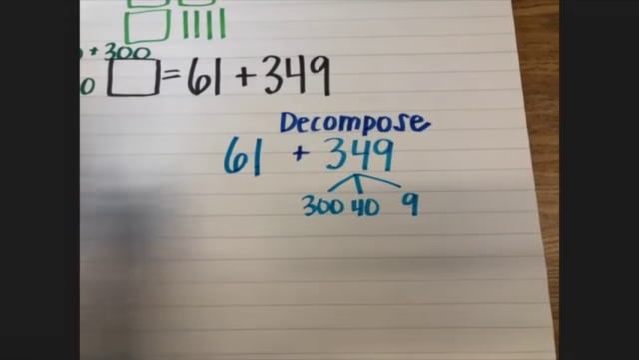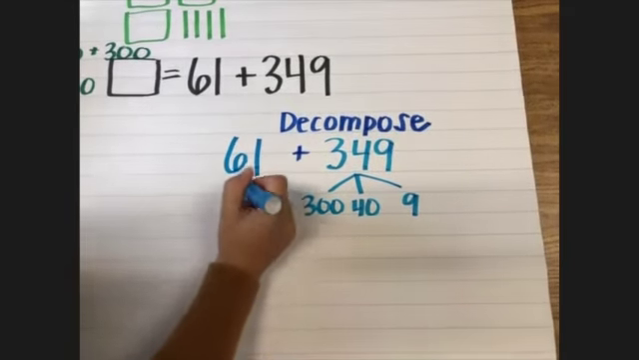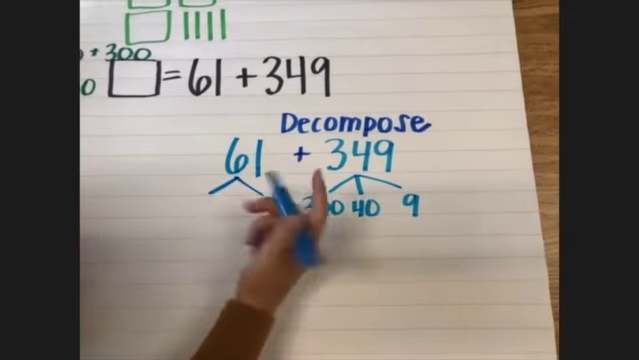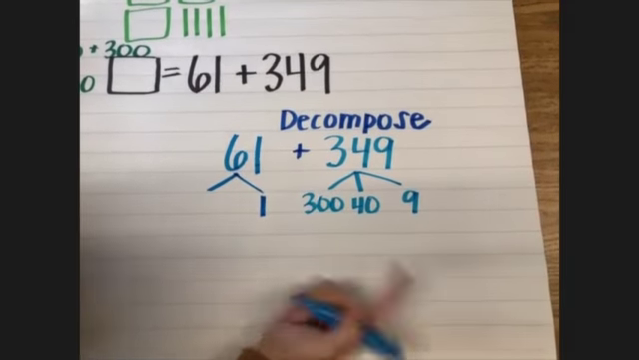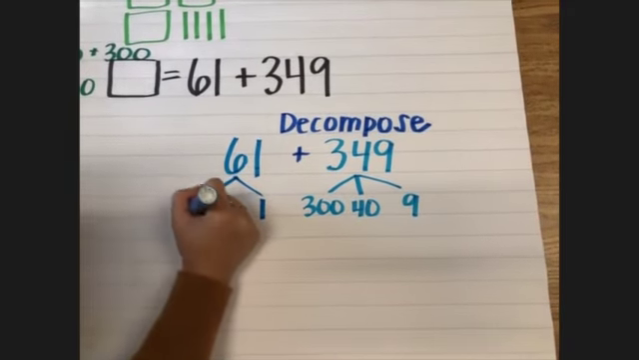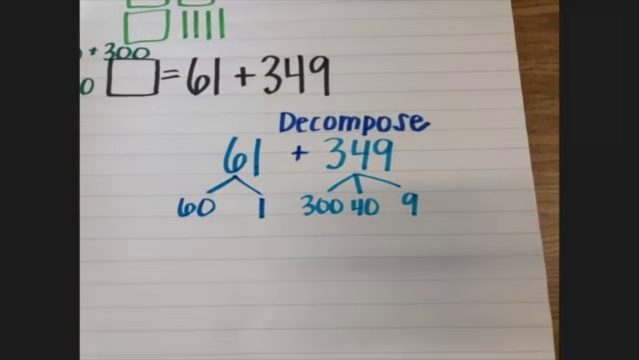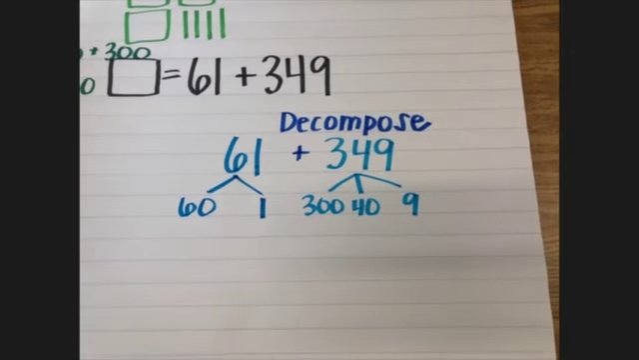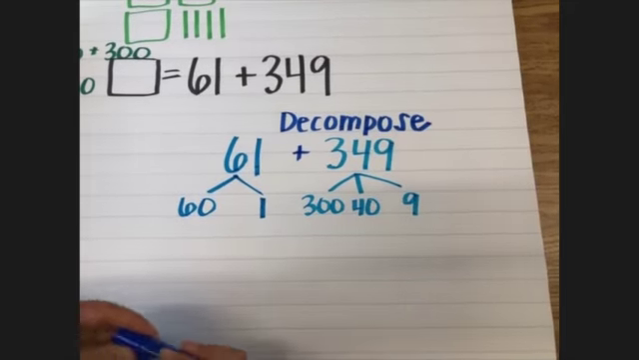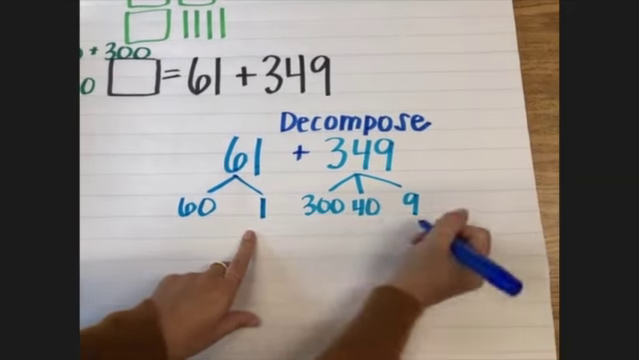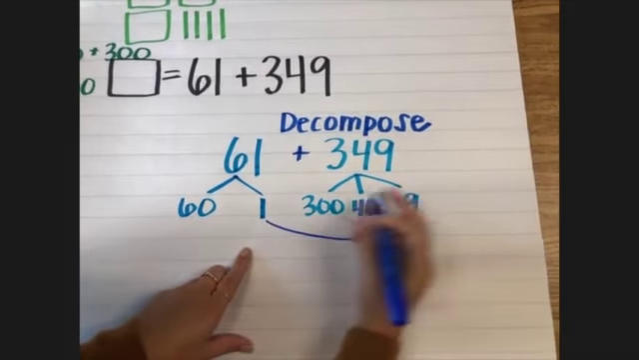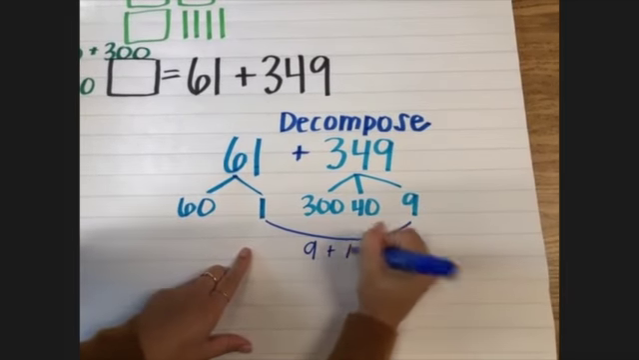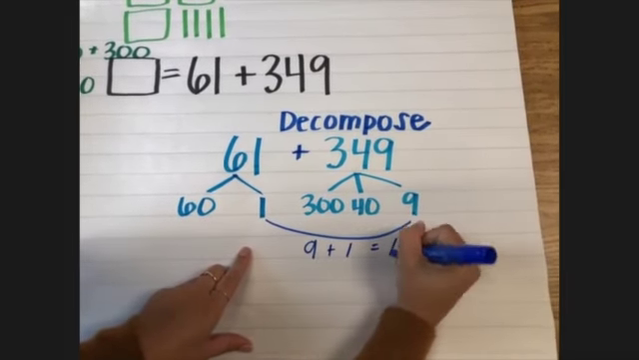So I also have 61. And I can decompose 61 again into the ones. I have 1. And 6 tens, I have 60 as the total value. Again, decomposing, just breaking it into hundreds, tens, and ones. So now I could use that to add together. So starting out with the ones, I have 9 plus 1. I could scoop it up and say 9 plus 1 equals 10.